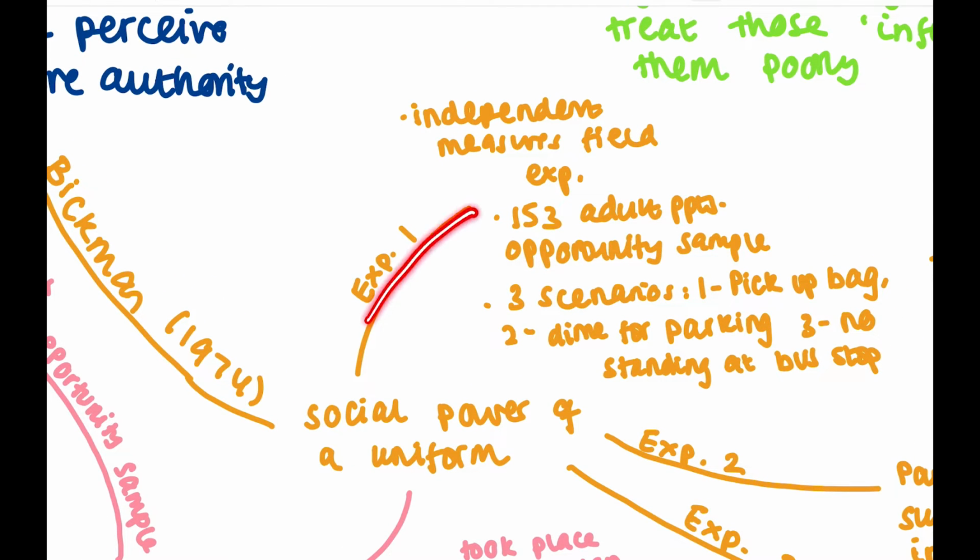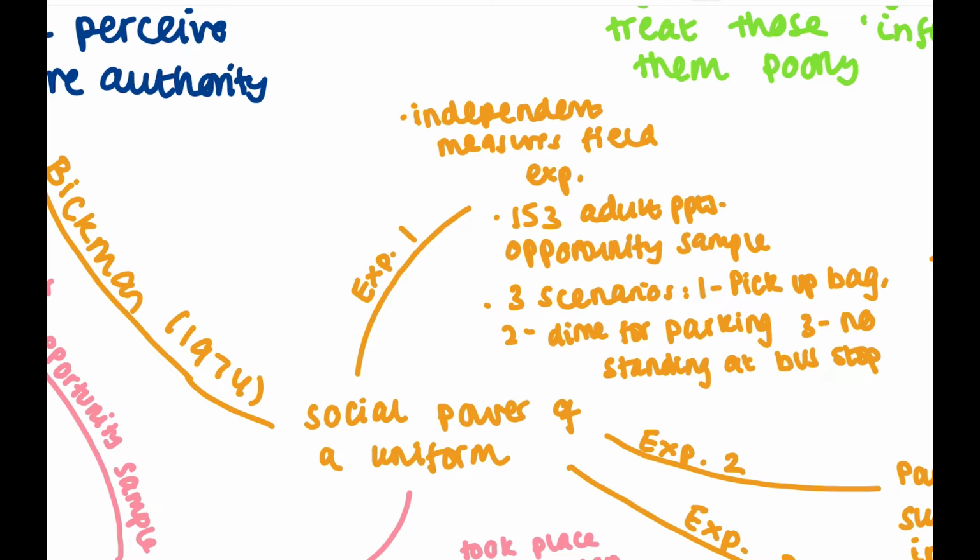In the first experiment, he used an independent measures design for a field experiment. So this meant that different participants did different conditions, and he was out in the real world conducting the experiment. He had 153 adult participants, and he roughly estimated their ages rather than asking them. And the way that he recruited his sample was through opportunity. So if they were on the street passing by, he would just start the experiment essentially, and they would be involved.